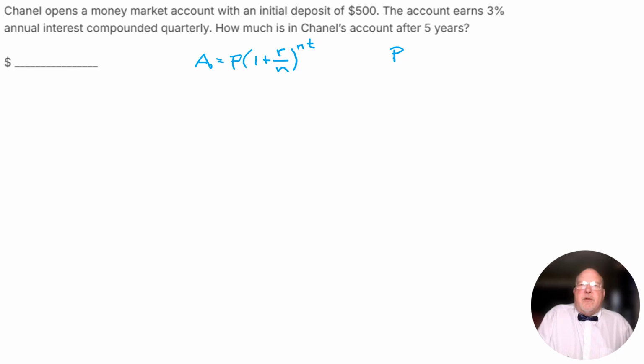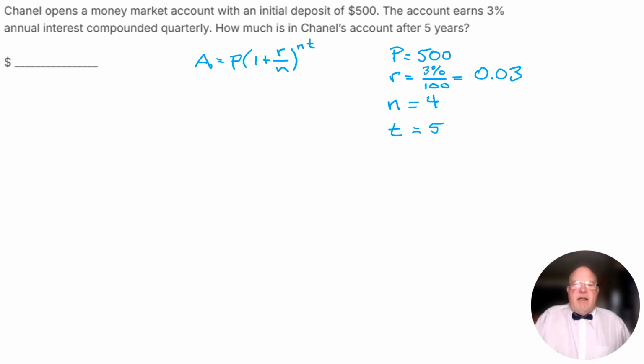Let's write this down real quick. So the principal, the amount invested initially, is 500. The R, so I have to do the 3% divided by 100 to change it to a decimal. And so that gives me 0.03. The N is compounded quarterly, so that's 4 times a year. And then the T is 5 years.